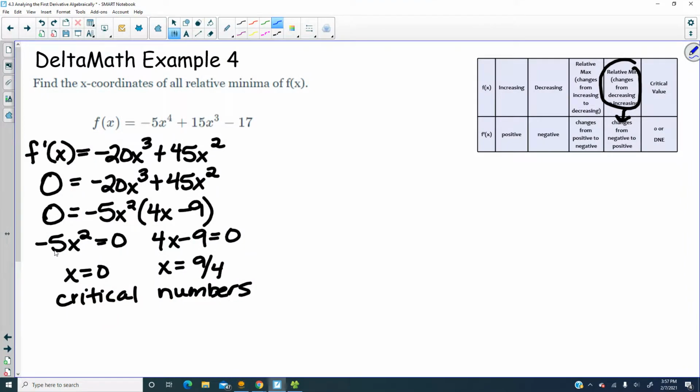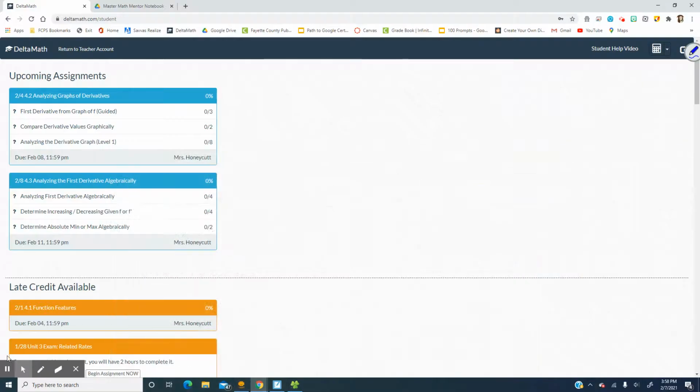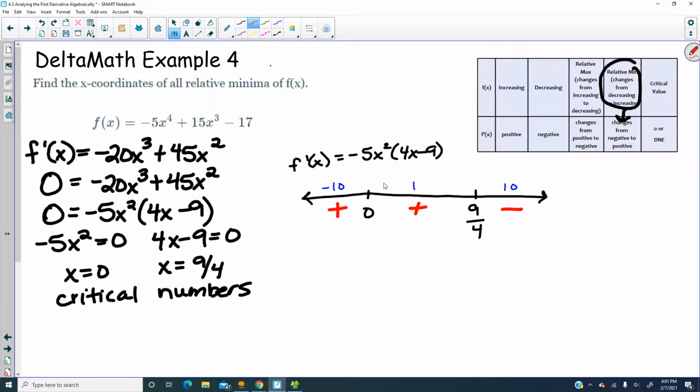Okay, so I found f prime, set it equal to 0, factored, and set each factor equal to 0. Now I've got my critical numbers. Then I loaded my critical numbers on a number line and tested some test values in the intervals in my derivative, and I got that my sign chart for f prime is positive, positive, negative.